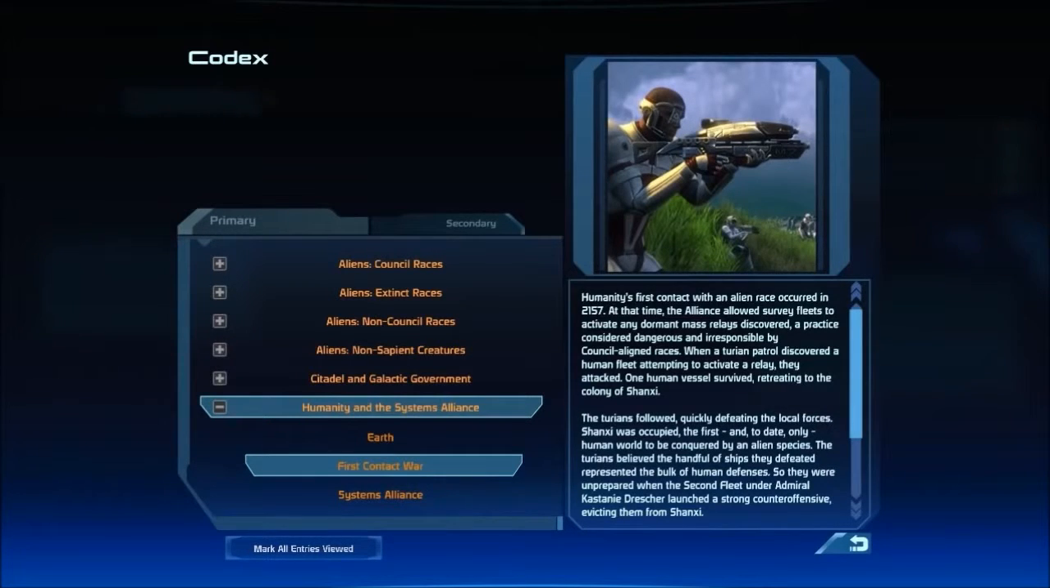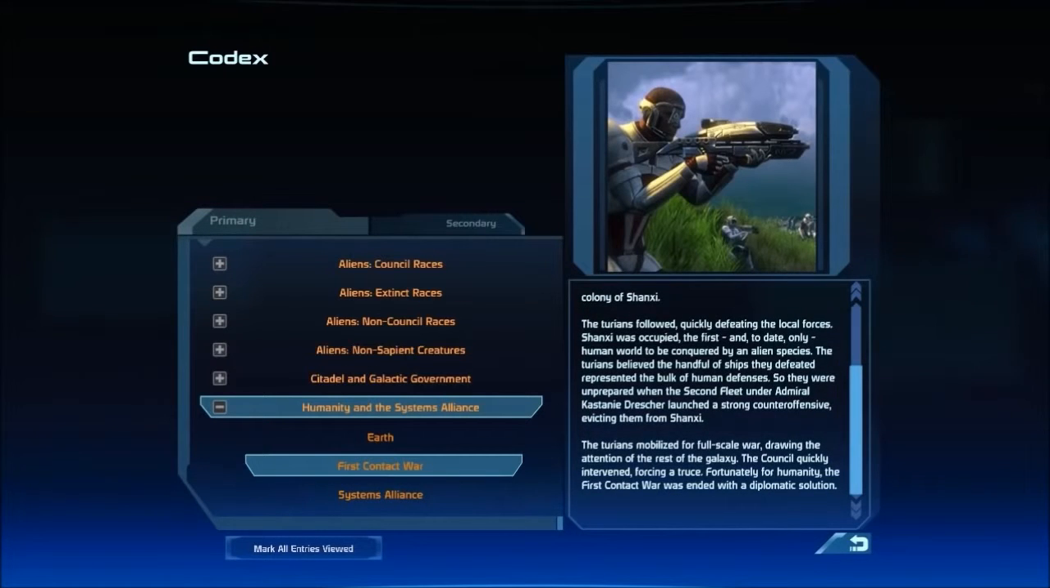The Turians believed the handful of ships they defeated represented the bulk of human defenses, so they were unprepared when the Second Fleet, under Admiral Castany Drescher, launched a strong counter-offensive, evicting them from Shanxi. The Turians mobilized for full-scale war, drawing the attention of the rest of the galaxy. The Council quickly intervened, forcing a truce. Fortunately for humanity, the First Contact War was ended with a diplomatic solution.